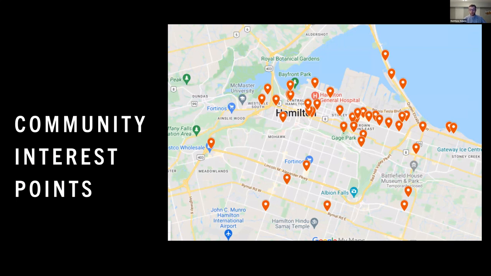Here are our community interest points. We can see they are very much in and around our industrial core. As well, we do note that, throughout Hamilton, there are other concerns as well. So air quality is not just an industrial concern. And if we look at this, it aligns to what's going on in Hamilton.